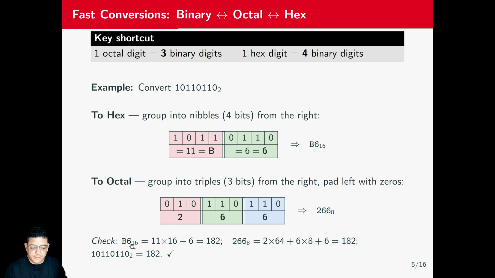So here's the check-in for doing that. 11 times 16 plus 6 is going to give me 182. So this is one way to check that this is done correctly. And 266 in base 8 is also 182 in decimal. So that way we know that this is working correctly. We just compare with the decimal base.